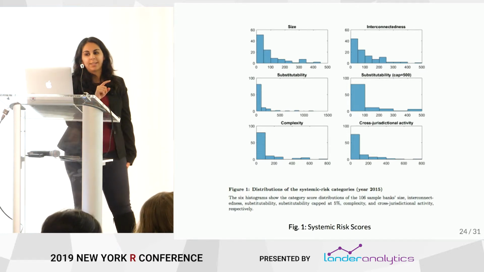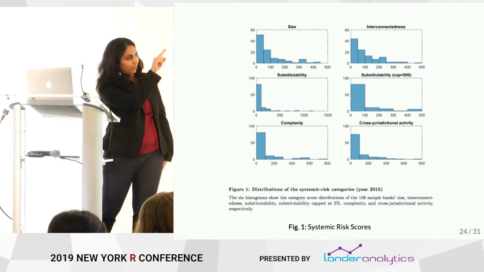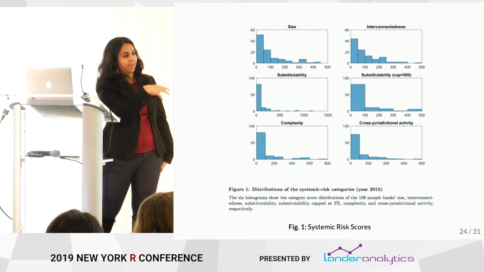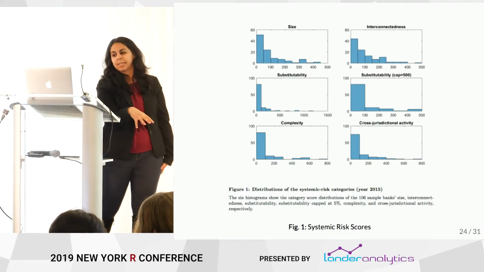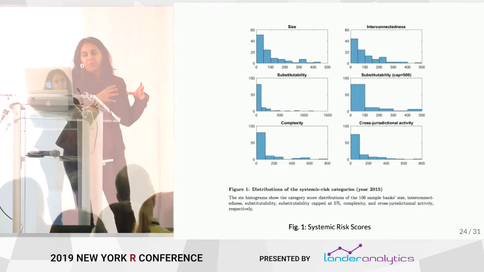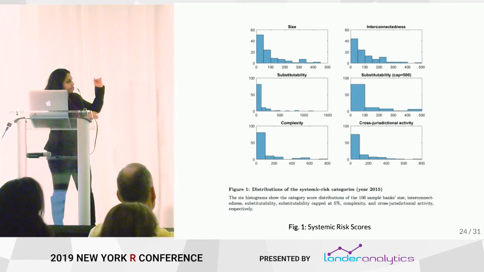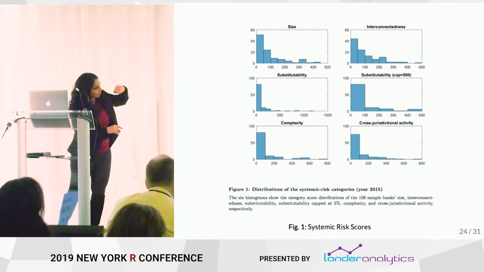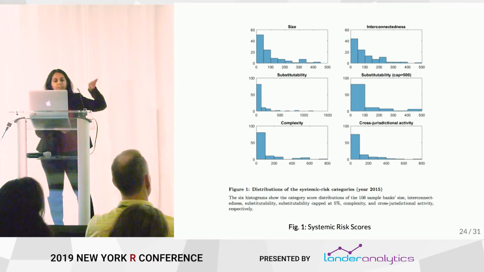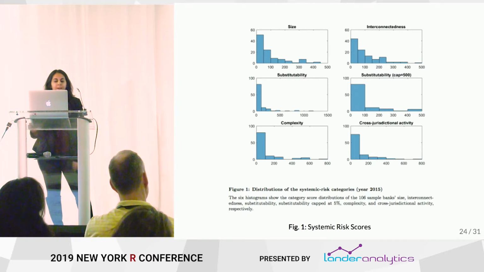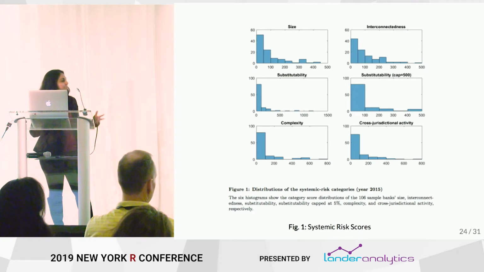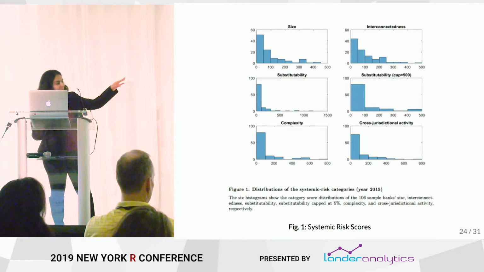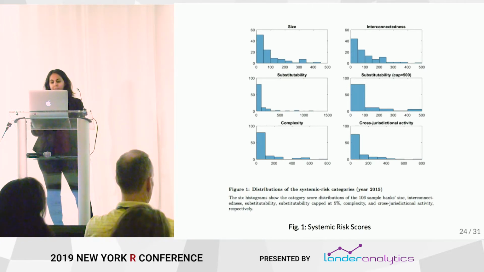So here I had the size and the interconnectedness and all of the measures broken out, and this was the data that I had from 2014 to 2016. I sort of looked at the distribution. It's interesting because there's a lot of skew in size and interconnectedness up top that you see towards the right, which gives you an idea that some of the bigger banks or some of the bigger institutions have that score.